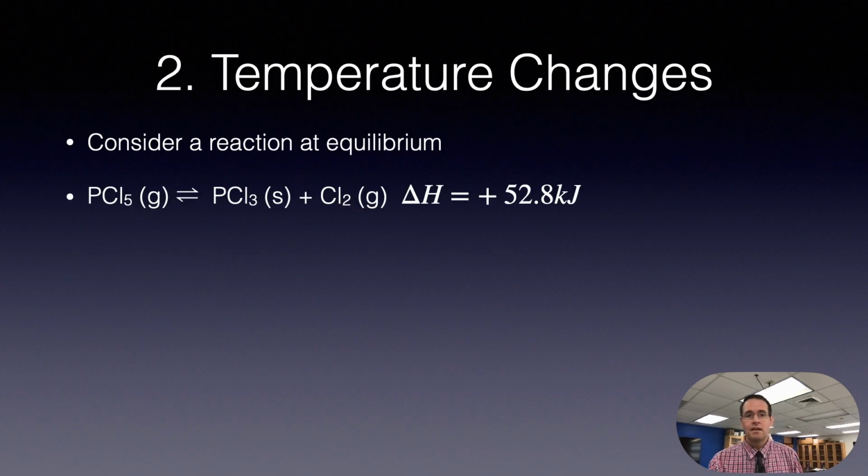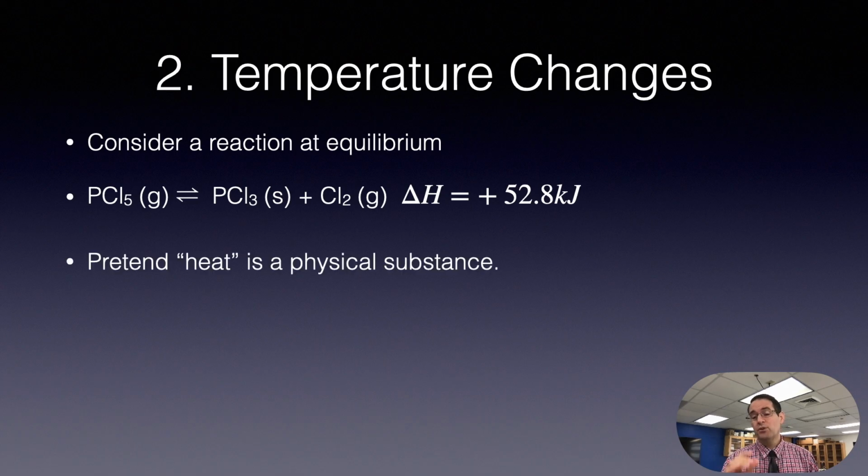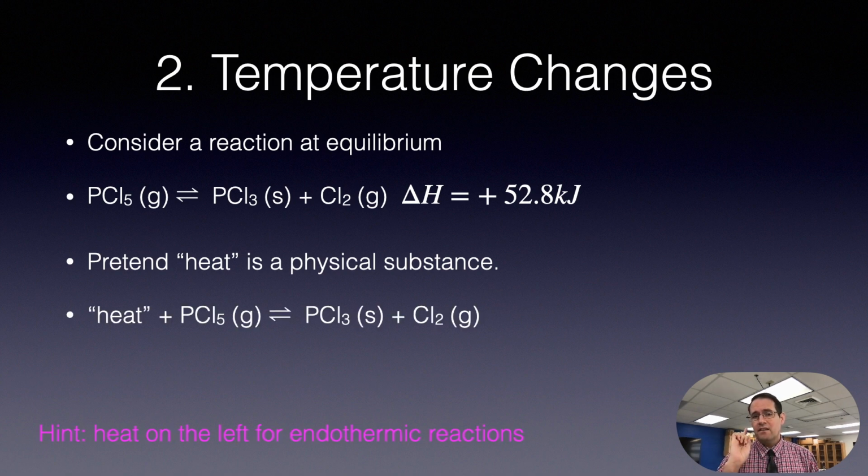Now, let's look at this chemical reaction here. We are given some information about the heat of reaction. So delta H is plus 52.8 kilojoules. So what you want to do here is pretend like heat is a physical substance that you could hold in your hand, put in a jar, and weigh on a balance, you know? It's not, but let's pretend like heat is a physical substance. If the reaction is endothermic, we're going to put heat on the reactant side of the chemical reaction or equilibrium, okay? And now we have heat, all right?